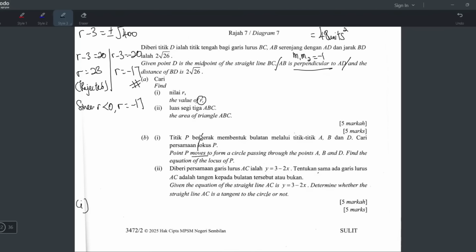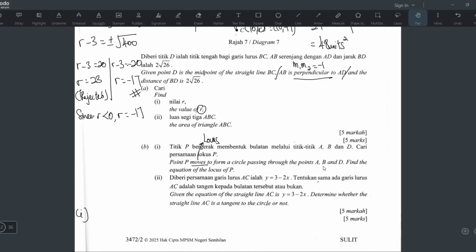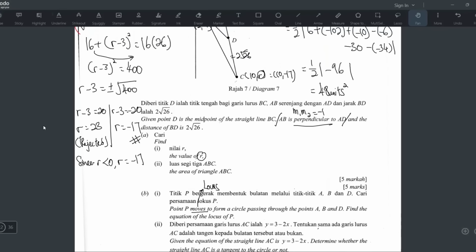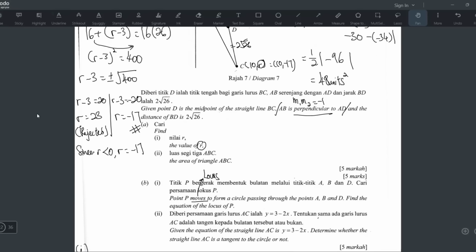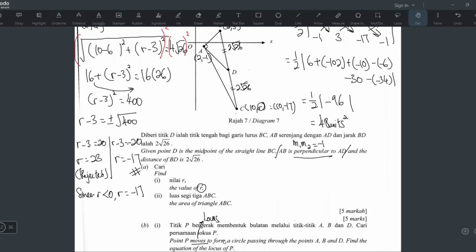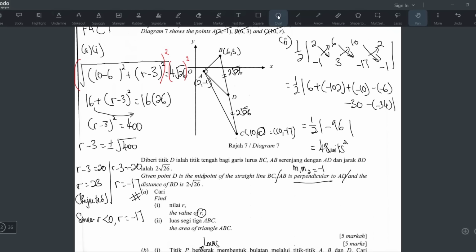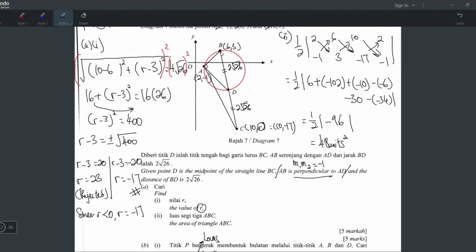Okay, B1, point P moves. Yeah, locus question. Usually for the last part of the coordinate geometry question, they like to ask a locus one. Point P moves to form a circle passing through ABD. Find the equation of locus P. When you are finding the equation of a circle, you have to use the distance formula. They did mention that the circle passes through ABD, so let's draw out the circle. It has to pass through ABD, like that. Okay, maybe something like that. So this is how the circle looks. You can see it passes through A, B, and D.